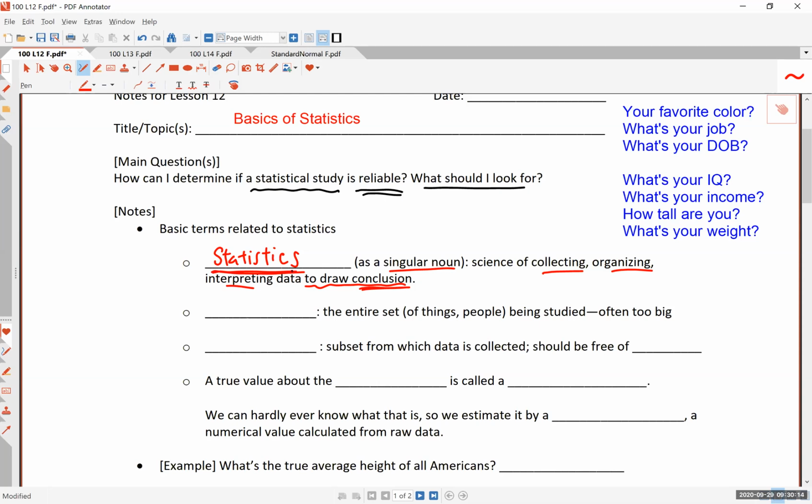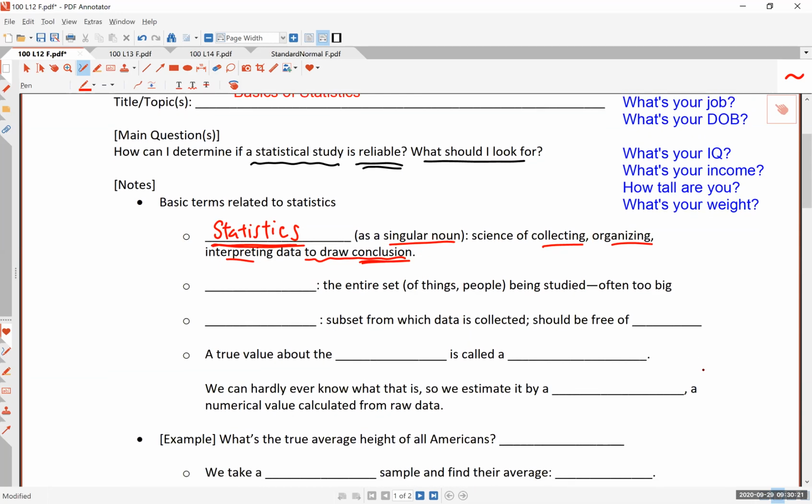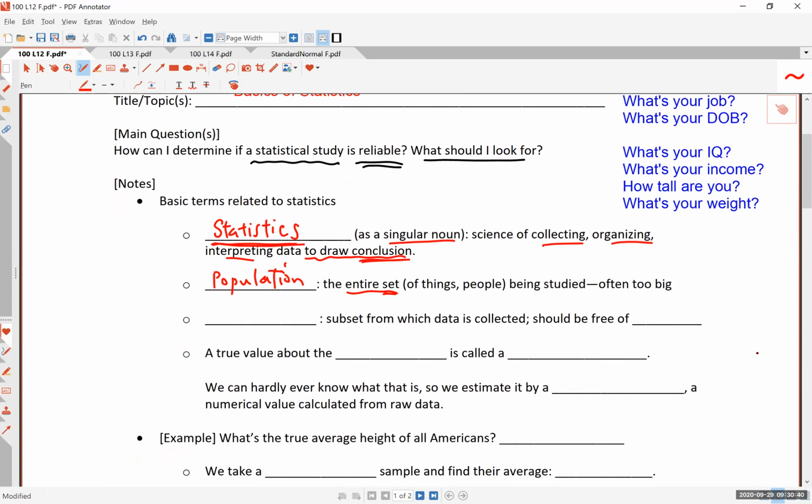Okay, and so that is one thing, and this word will come back again as a plural word. All right, let me explain this word population. When you start to collect data, you want to know something about some group of people or things. The entire set, sometimes called a universe or universal set, is the population. The population is the entire set of things or people being studied, right?